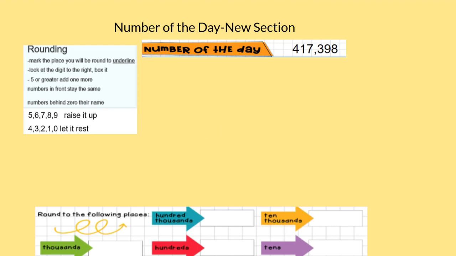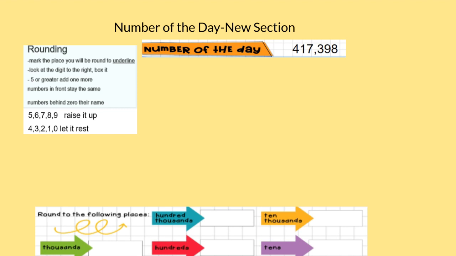Okay, next I would like to show you what you're going to be doing that is different on your number of the day slide today. So we have been doing these each day of our place value unit, and today you're going to do one more thing. This has been crossed off on the bottom of your number of the day slides. We're going to work on this rounding.